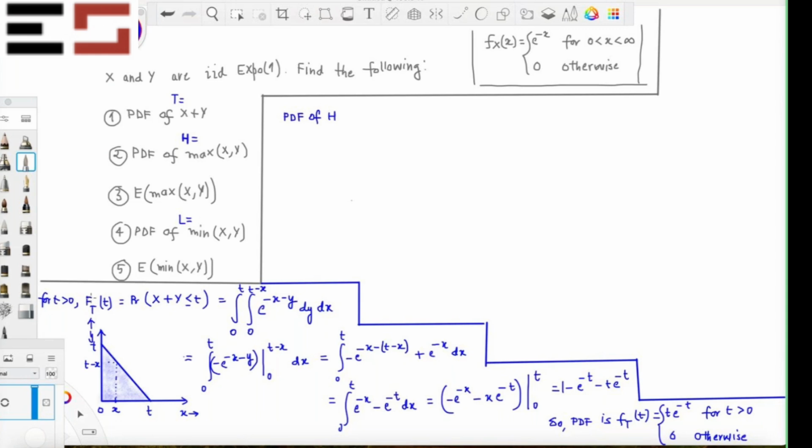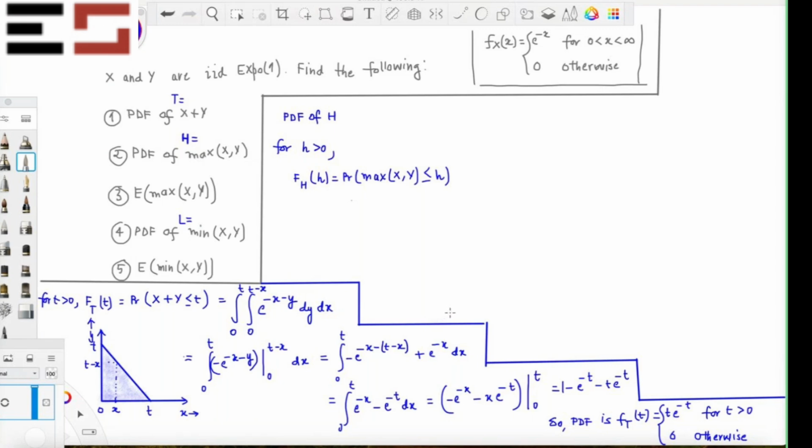Again, we can restrict our attention to positive values of H because X and Y are both positive random variables, so the max will also be positive. So for H, first let's figure out the CDF of H, which is the probability that max XY is less than or equal to H.